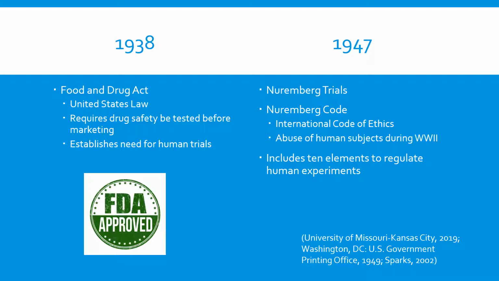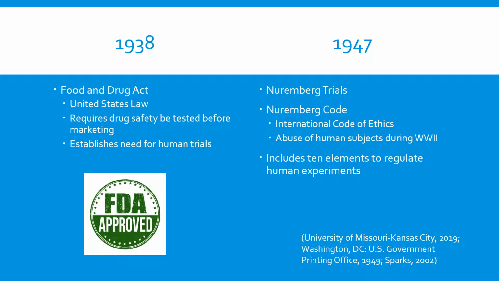So to begin, I went back to 1938 with the Food and Drug Act, which was established United States law requiring drug safety to be tested before marketing. This established a need for human trials to ensure that the drugs were safe before being administered to the population. And a few years later, in 1947, further human trials were conducted.